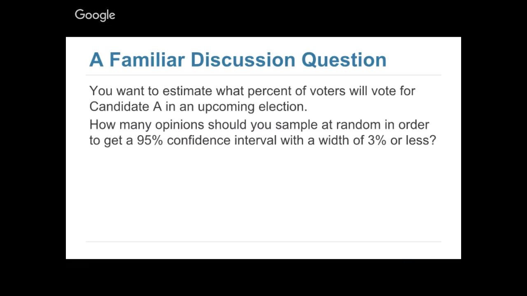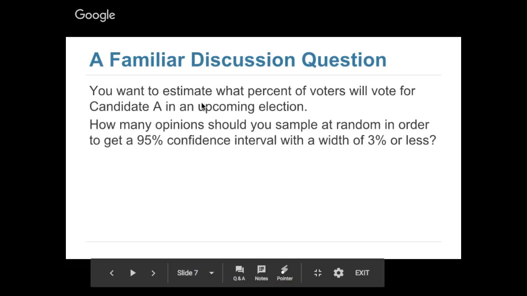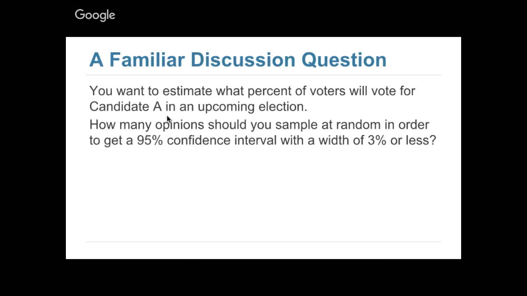All right, I want you to try out this discussion question, which should look pretty familiar because we just did it. Try this out with your partner. The question is, I want to estimate what percent of voters will vote for candidate A, and I want my confidence interval to have a width of 3% or less. We know the answer, but I want you to just work it out with your partner. Just start with the equation and work out the algebra so you get a sense of how it works. Go ahead.